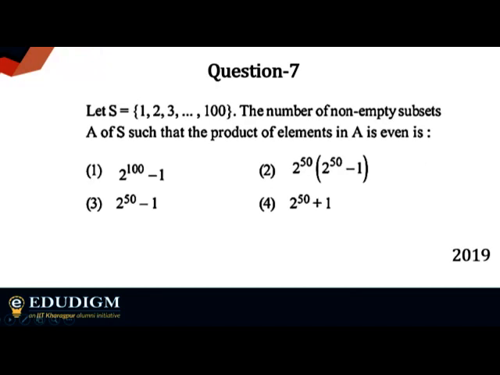So, question 7. S is the set of the first 100 natural numbers. Find the number of non-empty subsets of S such that the product of the elements is even. This is very interesting. As you know, when you get the products as even or odd, just use any method and try and answer this one.